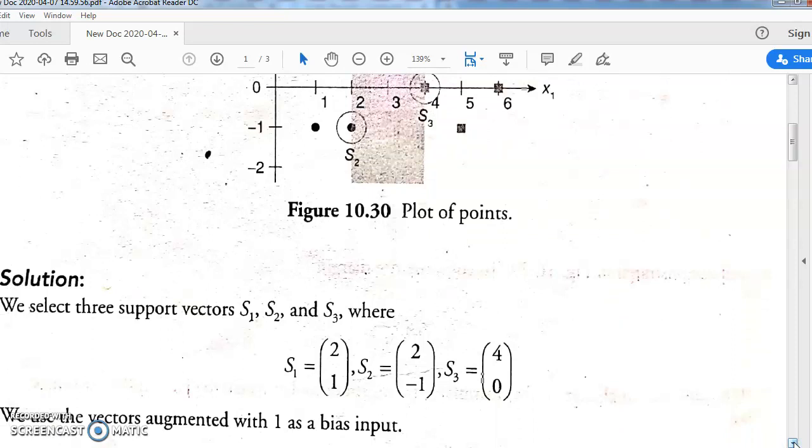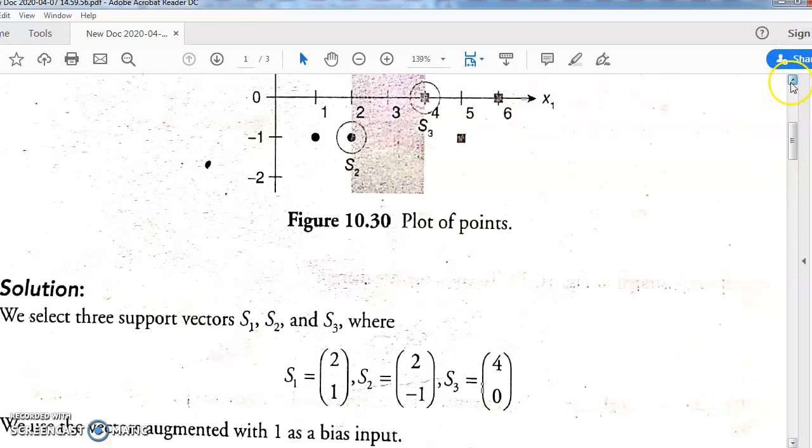hyperplane equation. So we have to augment those vectors with the help of a bias input. As for why bias, we want to find out at what offset. Okay, two things we are going to find. First, we are going to find the direction of the hyperplane, which will be represented by the vector w, and we will find the offset from the origin, at what distance the hyperplane line is there.